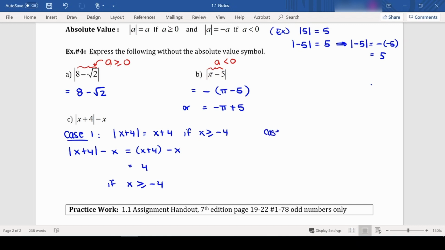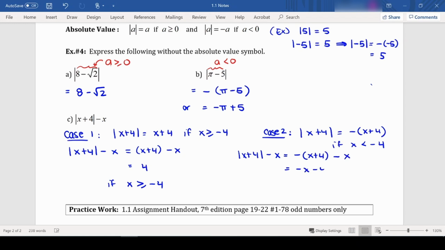Case 2, your absolute value of x plus 4 is equal to the negative of itself if x is less than negative 4. Okay? So this means that x plus 4 minus x would be equal to negative (x plus 4) minus x, or negative x minus 4 minus x, or negative 2x minus 4 if x is less than negative 4.